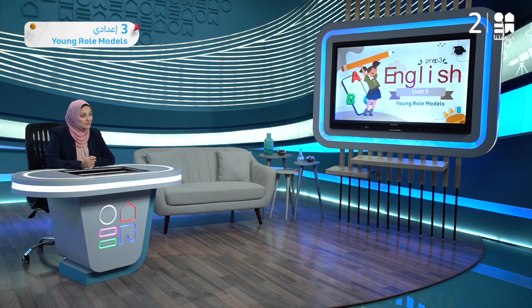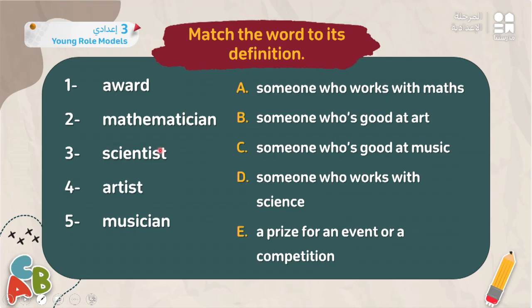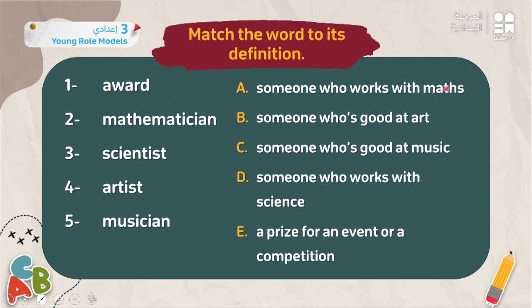طيب the vocabulary words related to this passage: I have the words mathematician, scientist, artist and museum. These are extra vocabulary words. Some of them are in the passage and some are related to the whole unit. Let's start with the first definition: someone who works with maths. Remember the picture? Someone who works with maths or is good at math and works with math, this is a mathematician. أقرب حاجة للماث هي mathematician.